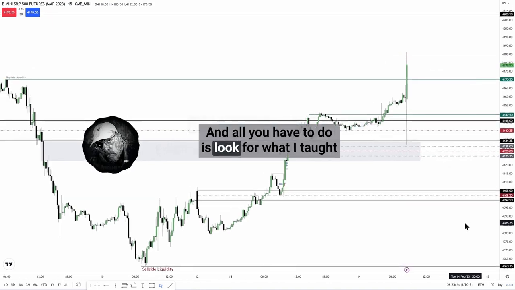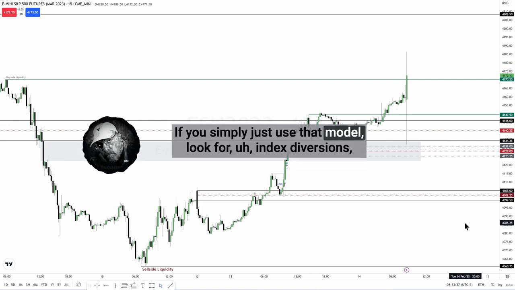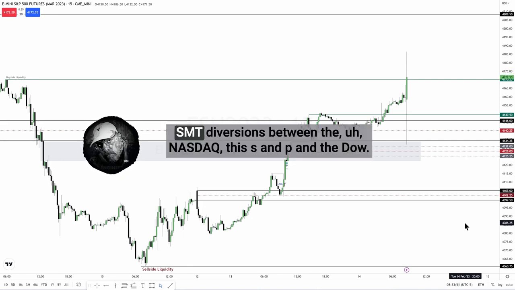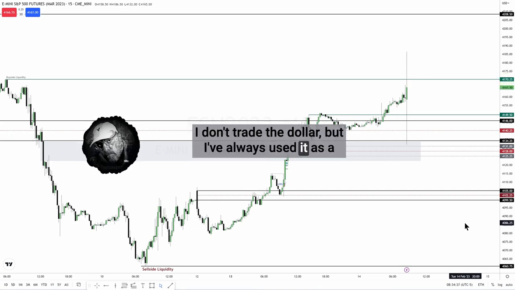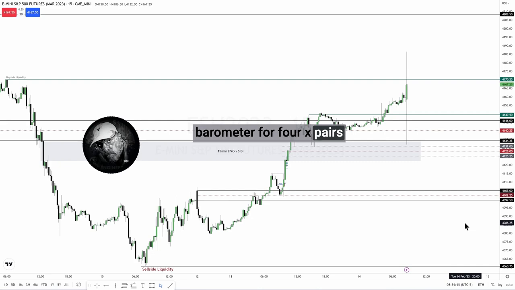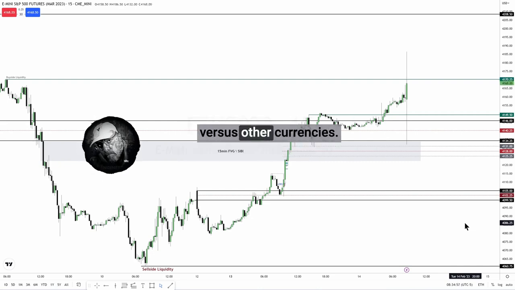And all you got to do is look for what I taught you in the core content. If you simply just use that model, look for index divergence, SMT divergence between the NASDAQ, the S&P, and the Dow. I don't trade the Dow. I don't care about the Dow for trading purposes, but I use it for analysis. Like dollar, I don't trade the dollar, but I've always used it as a barometer for forex pairs. So it's going to be a diametrically opposed opinion held in dollar versus other currencies.